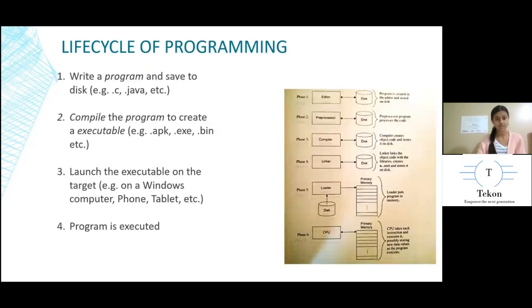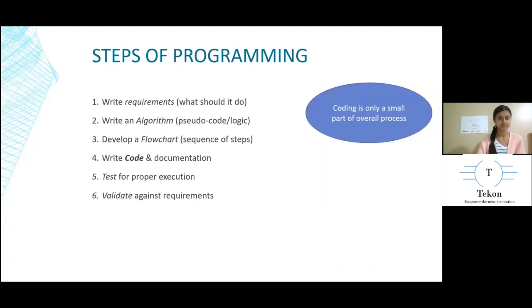So the life cycle for programming is first you write a program, then you compile it, then you launch the executable, and then the program is executed. So these are the steps for programming. First you have to write the requirements, then write an algorithm, develop a flowchart, write the code, test, and then finally you validate.